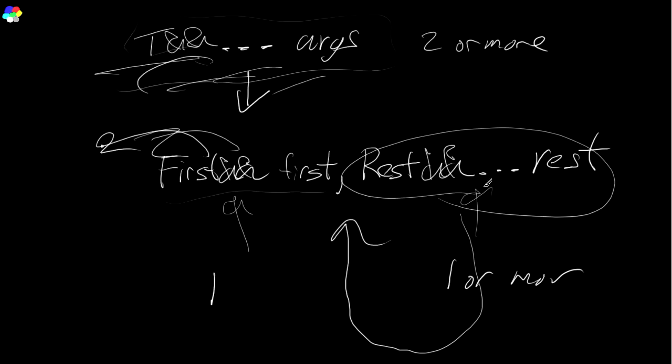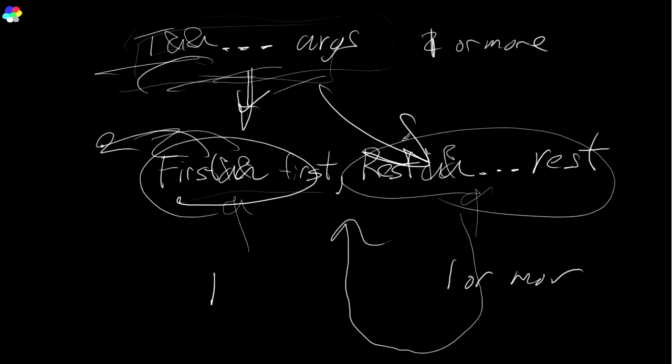Now there are some tricky things here. For example, I said this is 2 or more. What if this parameter pack contained 1? Well, that 1 would go here, nothing can go here, and you'd get a compiler error. So you have to make sure that when you call this with a pack, there has to be 2 or more. So let's take a look at how that looks in the code.